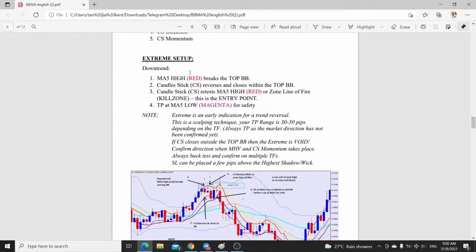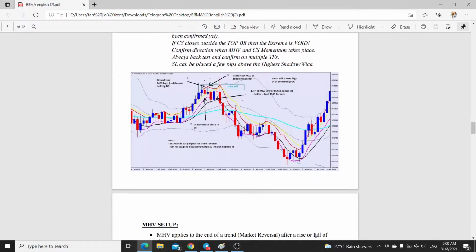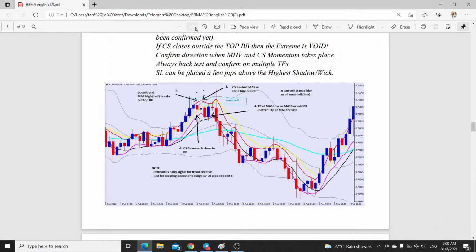So what we need to do is find extreme. How do we identify extreme? I just ignore that one, it's not important. Extreme is when the EMA 50 moves out of the Bollinger Band. After that, it dropped, and then it created this kind of candle direction.